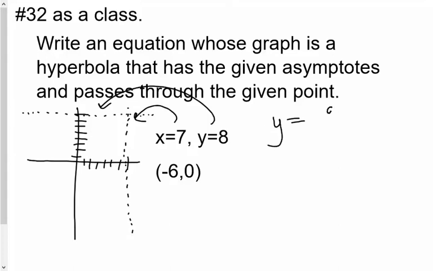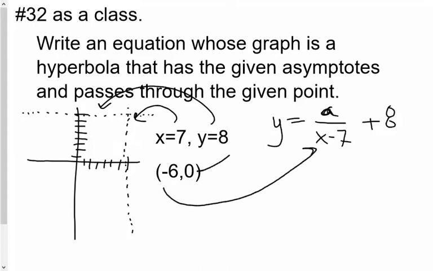That's going to be, I'm just going to put an A here, x plus 7. Nope, I did that wrong. x minus 7, because we're going to the right 7. And then our graph is going up 8, so I'm going to put a plus 8 right there. You have to figure out what A is, because A could be a vertical stretch. And so we're going to use this point, and we've done this before in this class. We take that point, we plug it in to figure out what A is. So 0 equals A over negative 6 minus 7, plus the 8 there.